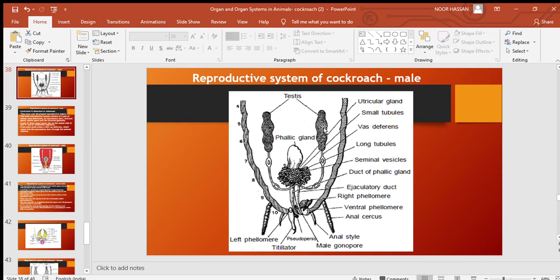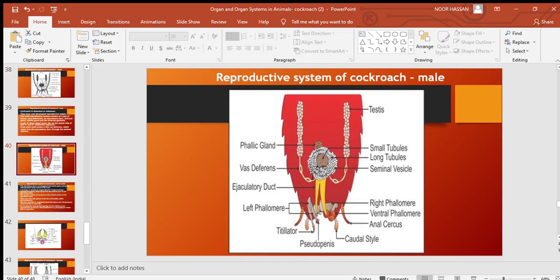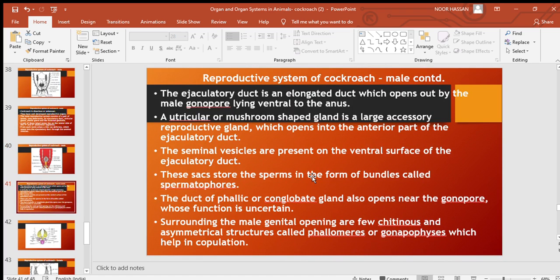If you know how to draw the structure, it is easy to understand. If you are able to draw and practice this several times, you can easily write the information about the reproductive structure. This is the information I have explained. It is given here, please go through it, you will understand. This is another diagrammatic representation of the male reproductive system of cockroach.